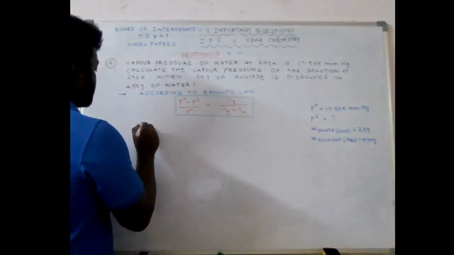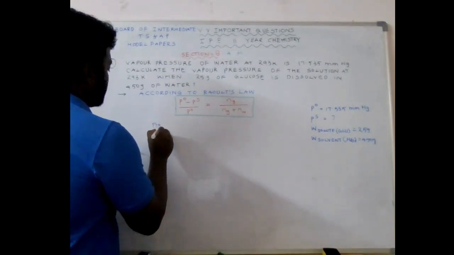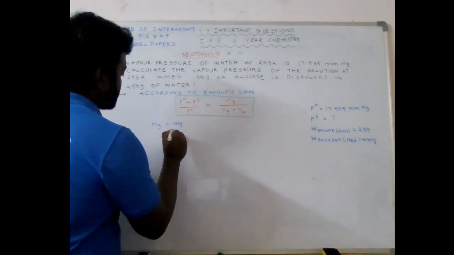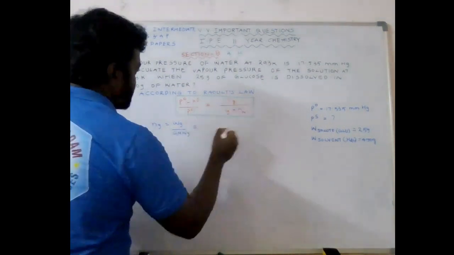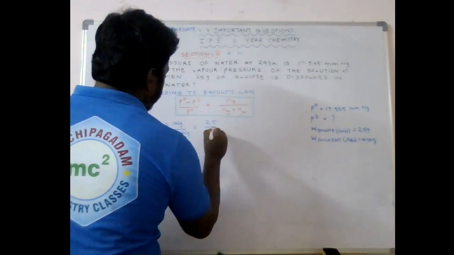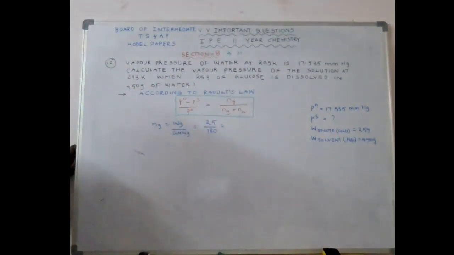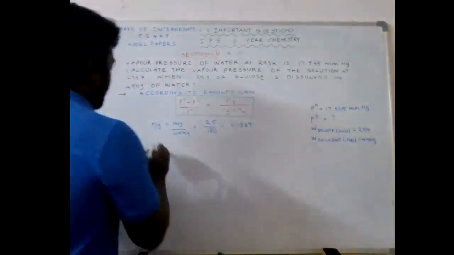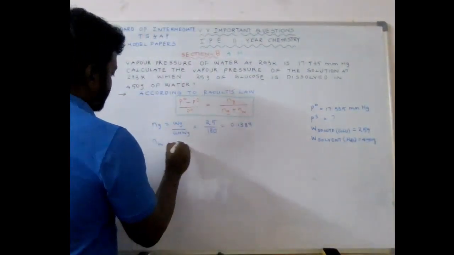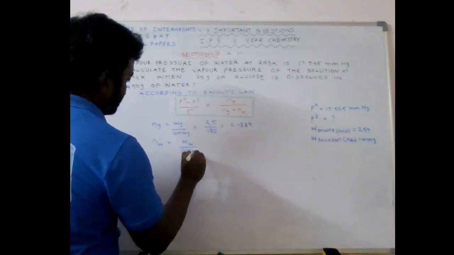So we know that the number of moles of glucose is equal to, what is the formula? Weight of glucose by gram molecular weight of glucose. Weight of glucose given, how much? 25 grams. Gram molecular weight given, 180. So 25 by 180 we will get 0.1389.